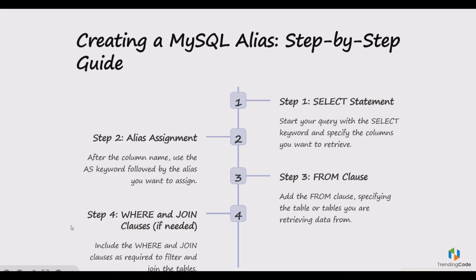Next, how we can create a MySQL alias. The first thing we will do is create a select query. Then we will alias the column name or table name, whatever it may be. Then we will apply the from clause and the where clause. If a join is needed, then we will use it, otherwise we will not. These are the steps which will be asked in the interview: go with the select, then assign alias, then the from clause, then the where clause, and if a join is required, then go with it.